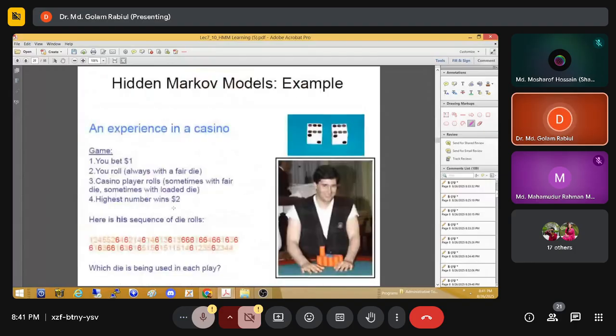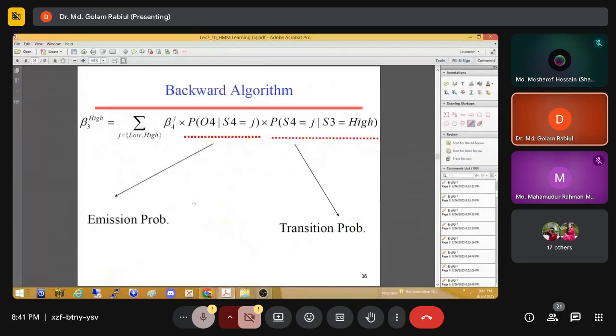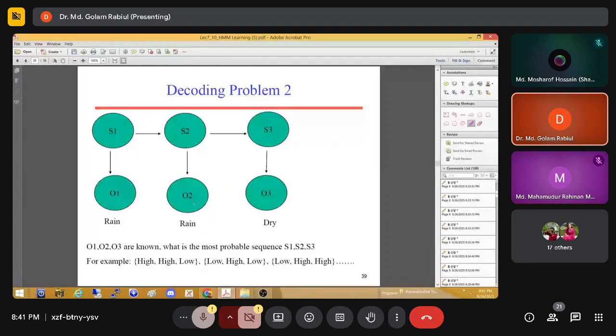HMM, I think you will learn more about the HMM in advanced AI. Decoding problem 2: utilizing the Viterbi algorithm, based on the observation, we want to find the most possible state sequence.